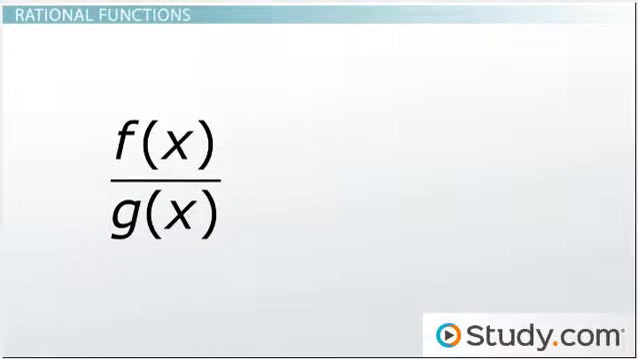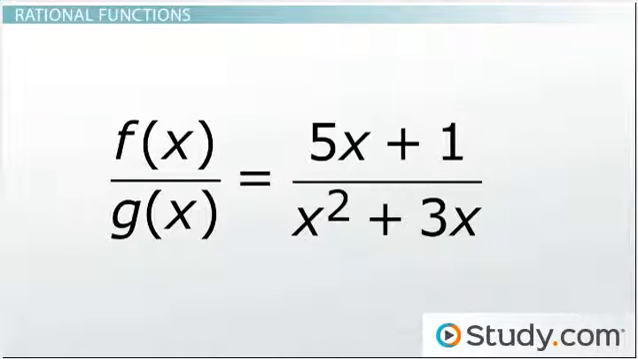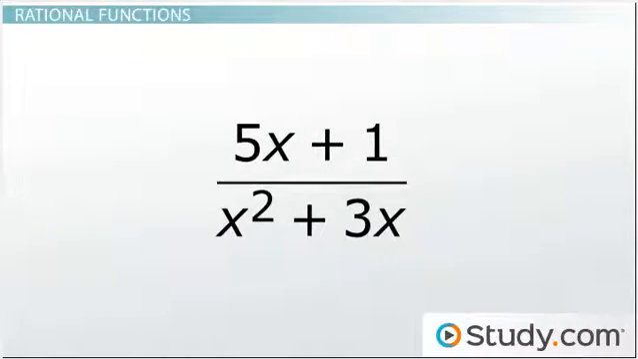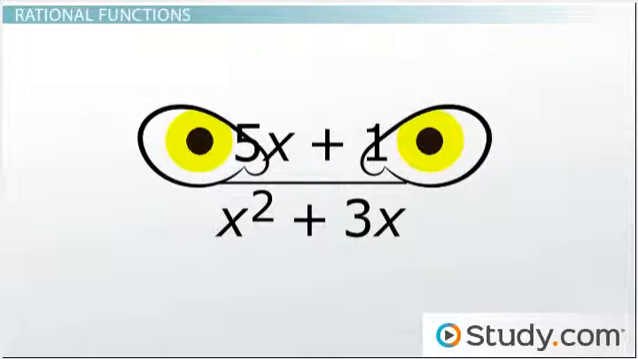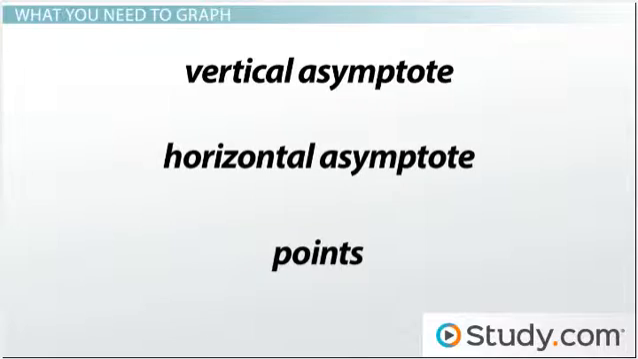As an example, if my f of x equaled 5x plus 1, and my g of x equaled x squared plus 3x, then my rational function will be 5x plus 1 divided by x squared plus 3x. It looks scary, doesn't it? Don't worry, though. Graphing these rational functions isn't all that bad. There are only a few things that you need to find to graph them, which include the vertical asymptotes, the horizontal asymptotes, and the points to plot.